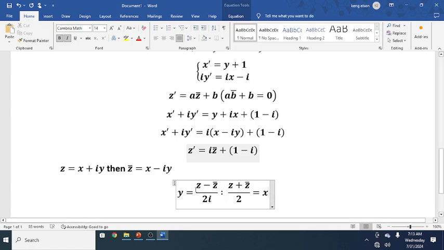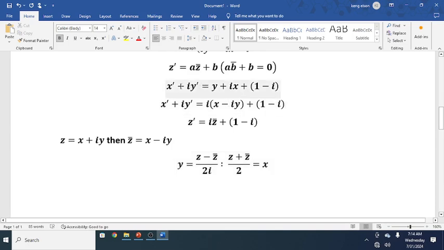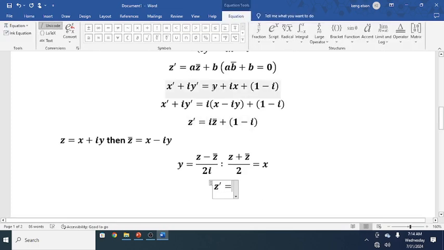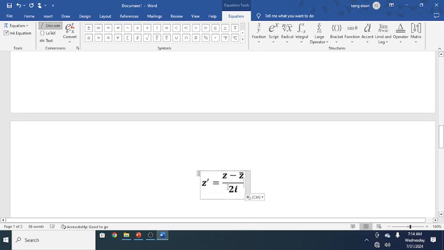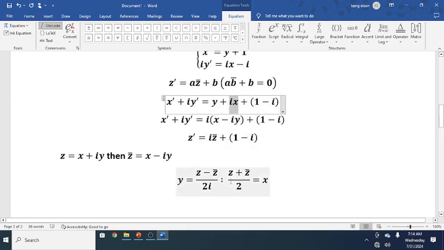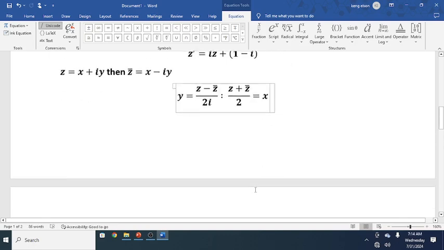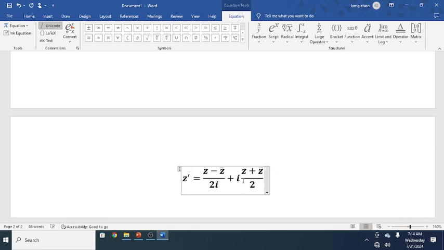Now all we need to do is replace this and this back into this step, and we simplify. So let's try that and see what we have. This is already z prime. So we have z prime is equal to, in the place of y, I'm going to replace it with z minus z bar over 2i. Then in the place of x, we have i times x, we replace it with this. Then we multiply with i, so it is plus i times x, then plus 1 minus i. You just keep the 1 minus i constant.